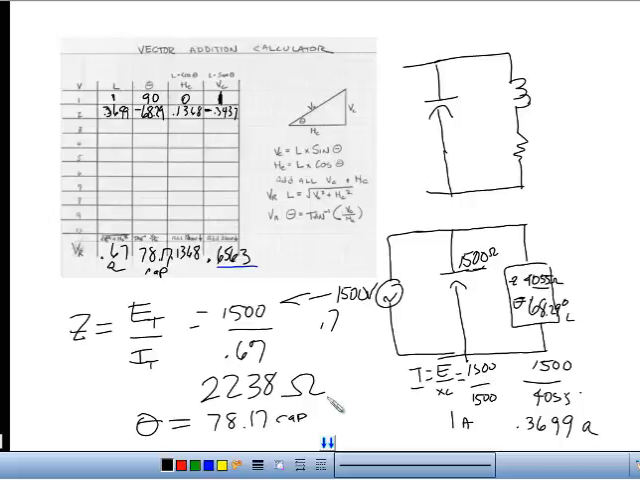The power factor is equal to cosine of theta. The cosine of 78.17 is, okay, 20.5% power factor.